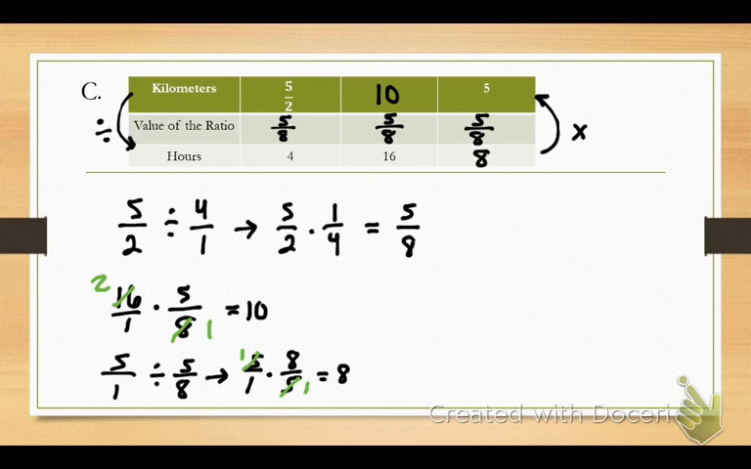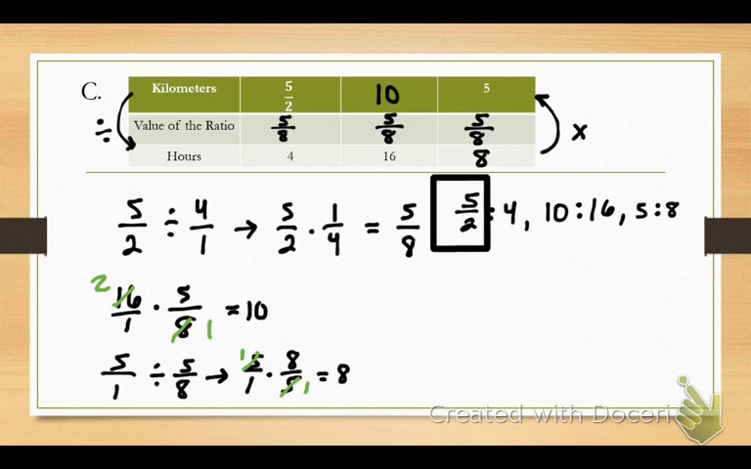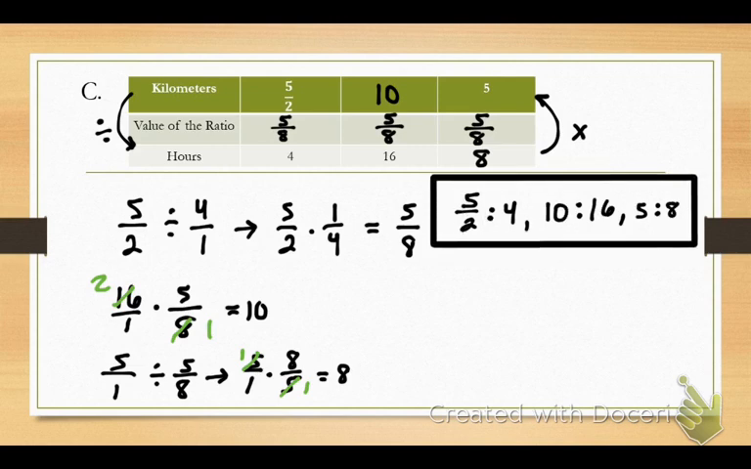Excellent. Now, final answer. It does ask us to fill in the table, but now it asks us to write the equivalent ratios. Charbel, what's my first equivalent ratio in this table? 5/2 to 4. Okay, the first one is 5/2 to 4. Cameron, what's the next thing when I am comparing right here? 10 to 16. And Javaria, what's the last one? 5 to 8 is correct. So those are my equivalent ratios. And once again, remember, the value of the ratio is the missing link that helps me to figure out what all the other equivalent ratios are.